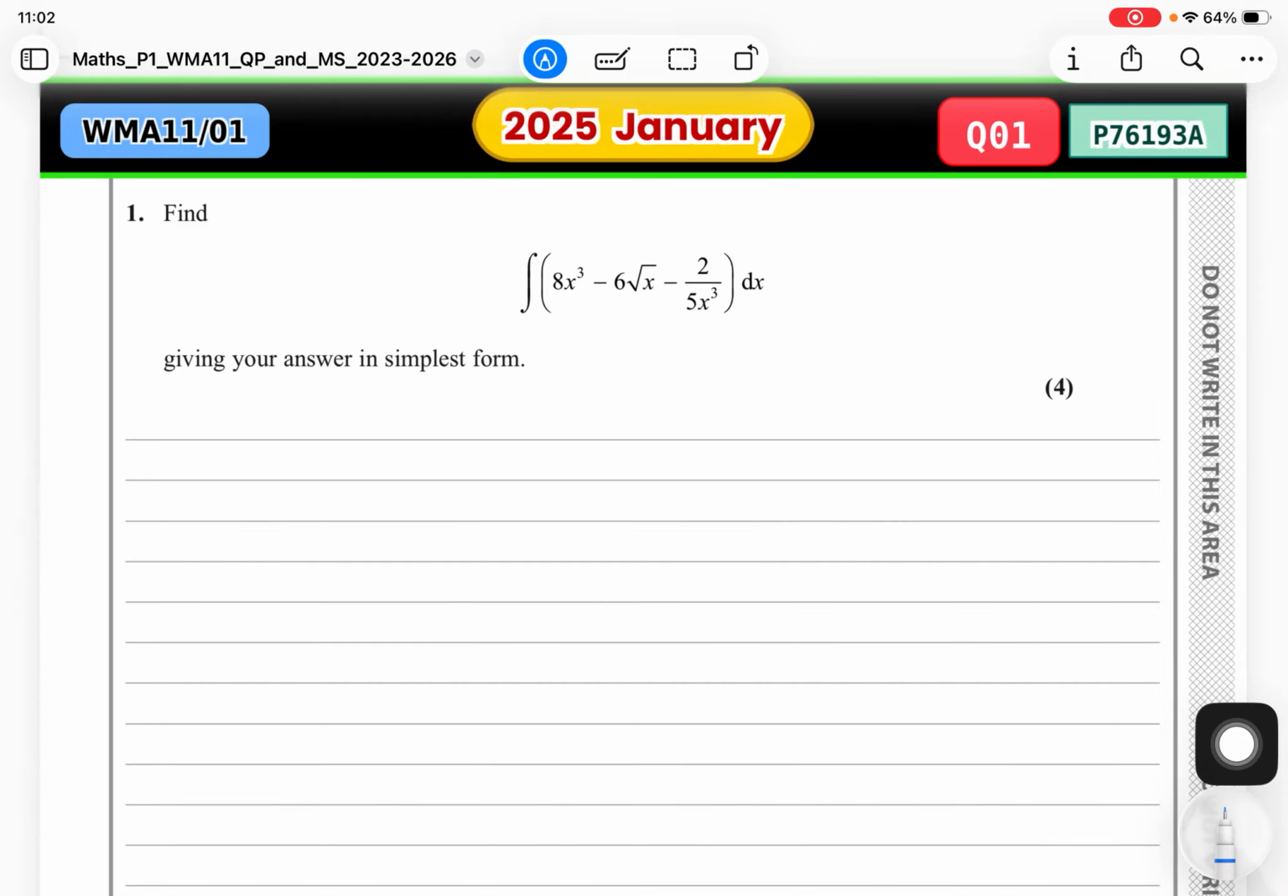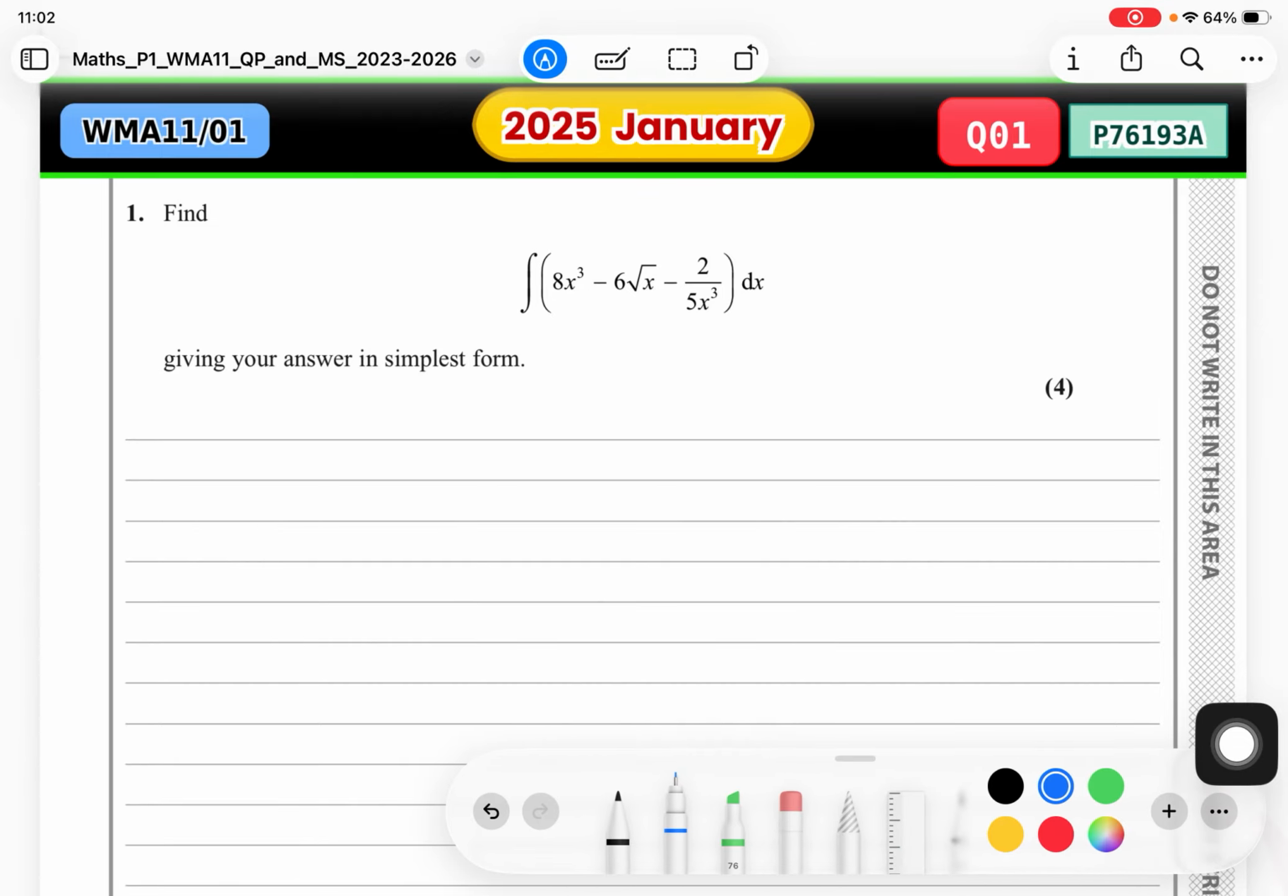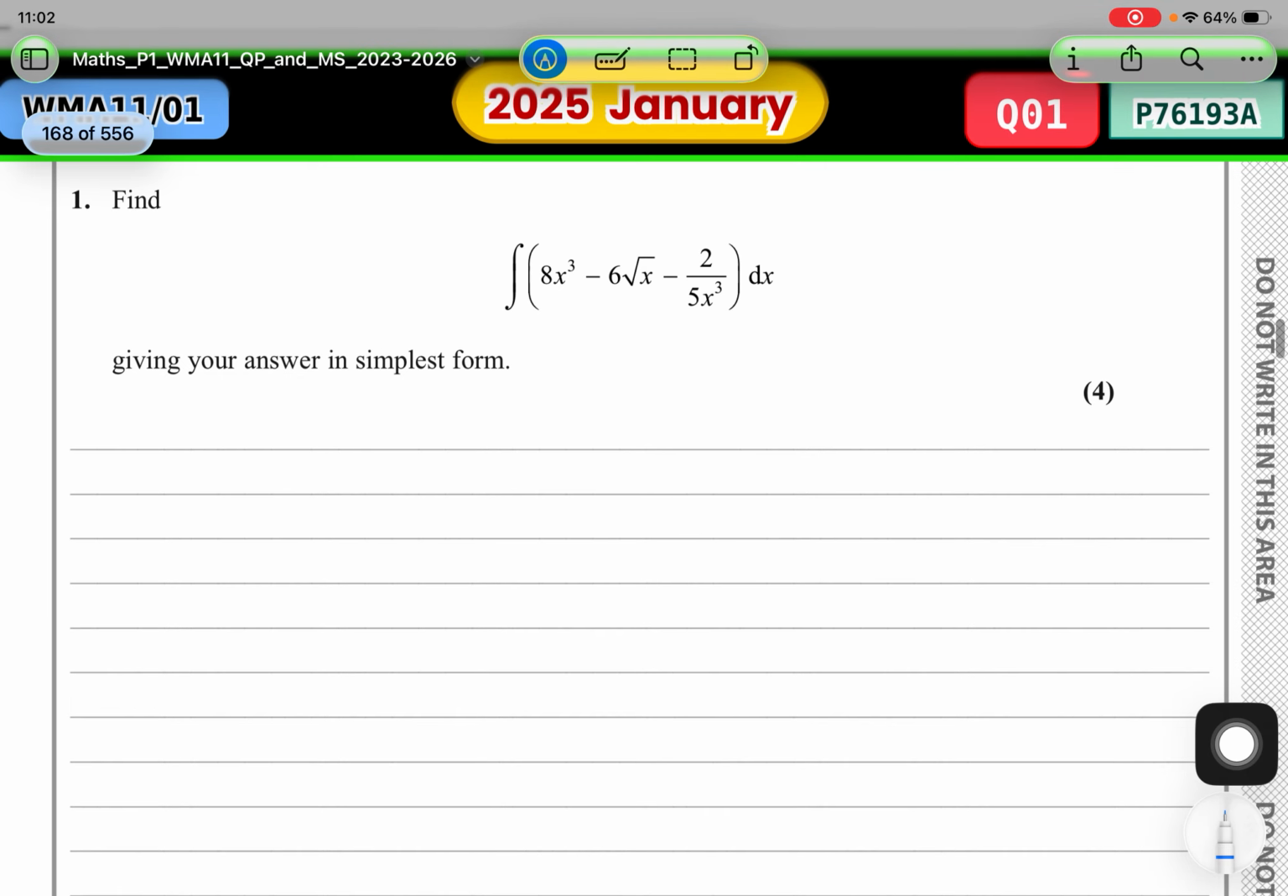So this is a 2025 January Pure Mathematics 1 paper. So the first question is going with the integration. So we know there's a rule with the integration. If we have x to the power n dx, what we will take is x to the power n plus 1 divided by n plus 1. So we're going to have that.